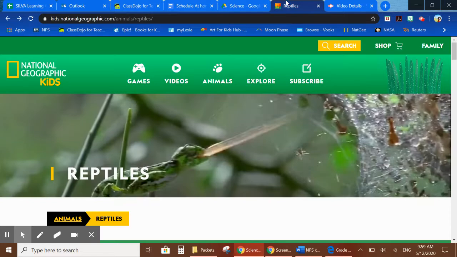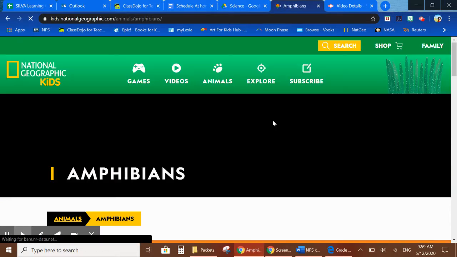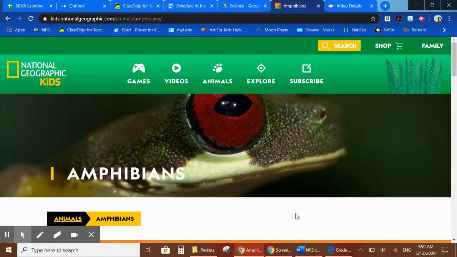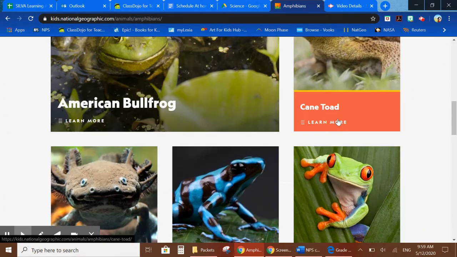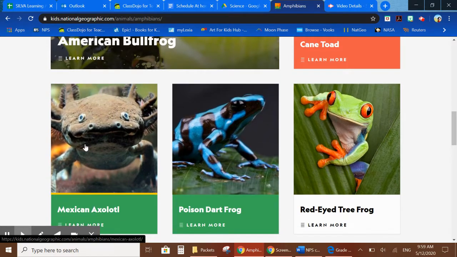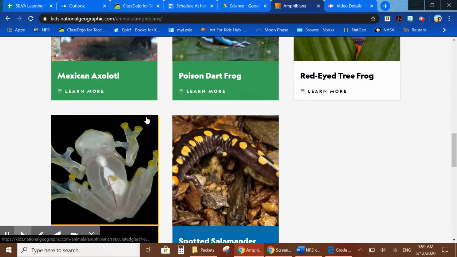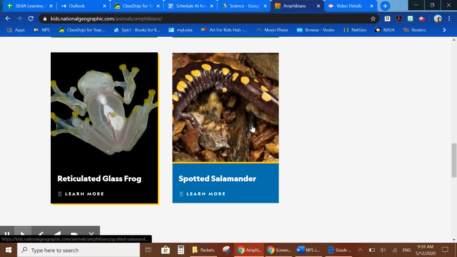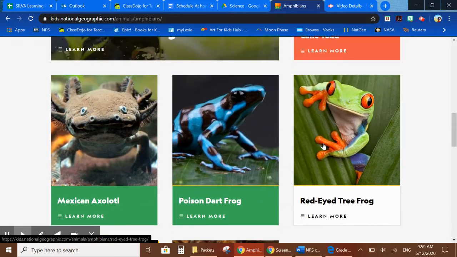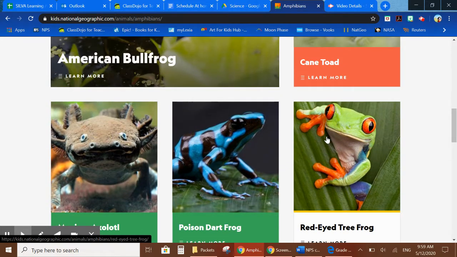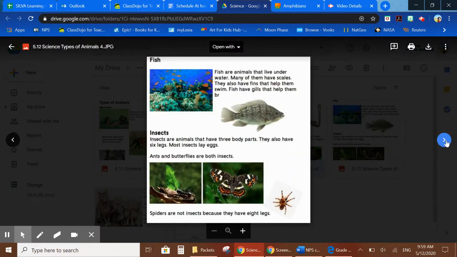Frogs and salamanders are amphibians. Let's see what else are amphibians. Oh, there's a frog. A toad. Ooh, the Mexican axolotl, however you say that word. And salamanders are amphibians. So, an animal that hatches from eggs in the water and lives in the water and on land, those are amphibians.